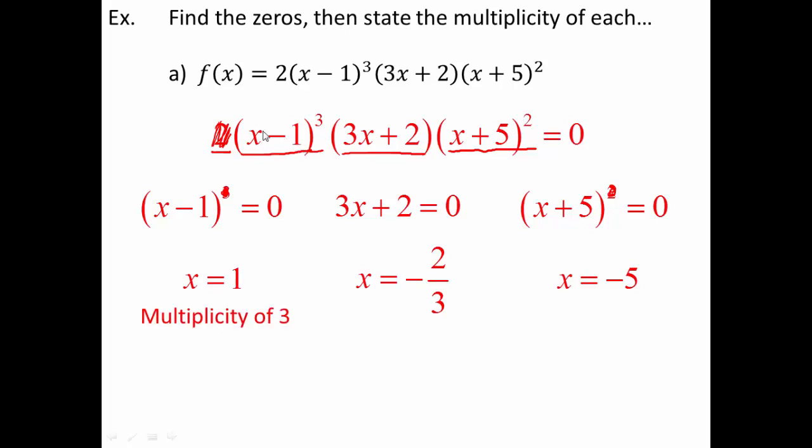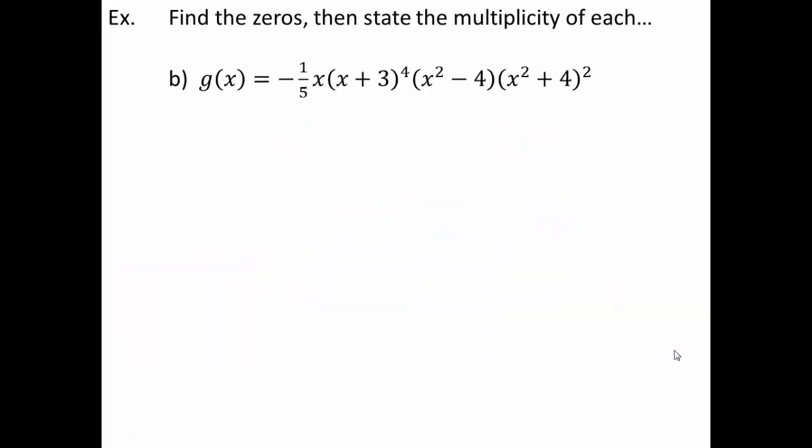So in other words, we get the solution from the x minus 1. We get the multiplicity from its exponent. So x equals 1 has a multiplicity of 3. Then we have x equals negative 2/3. That only appeared once, so its multiplicity is 1. And then x plus 5 appeared 2 times, so its multiplicity is 2. Easy as that.